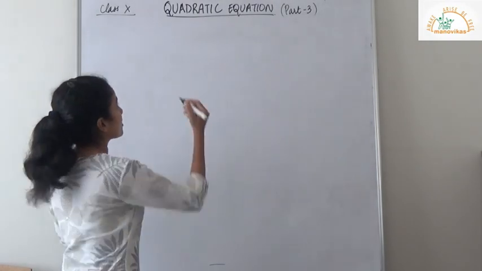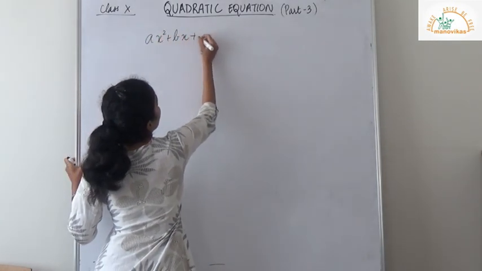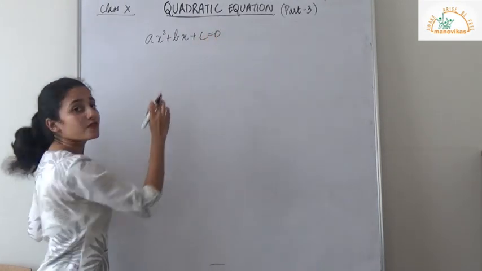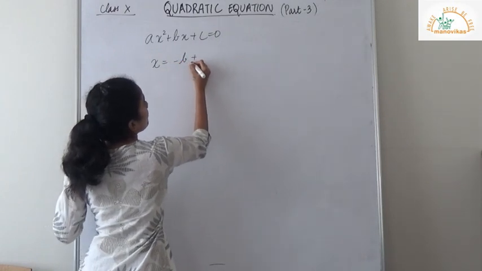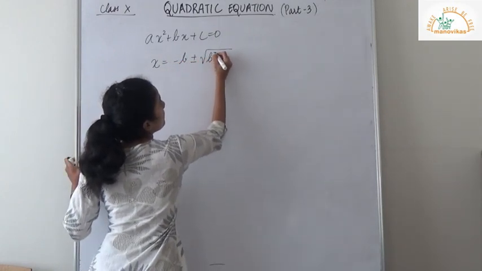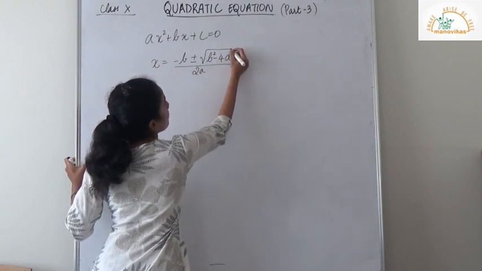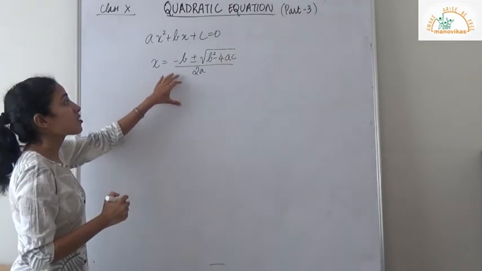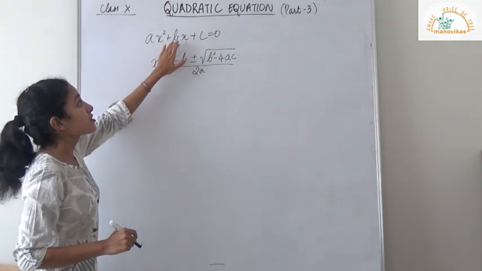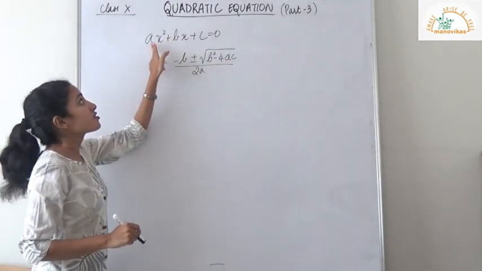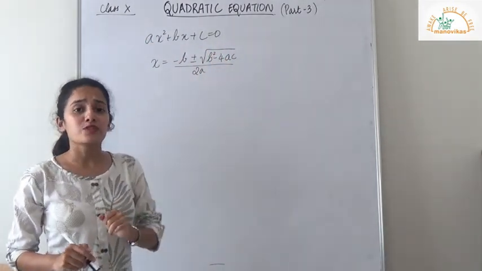Now, a standard quadratic equation is given by ax squared plus bx plus c equal to 0. And the roots for this equation are given by x is equal to minus b plus or minus square root of b square minus 4ac divided by 2a. This is nothing but the quadratic formula, where b is the coefficient of x, a is the coefficient of x square, and c is the constant. Let us take an example to understand better.